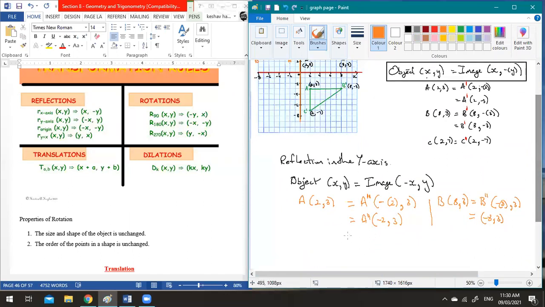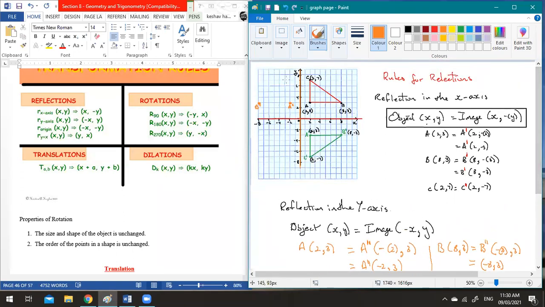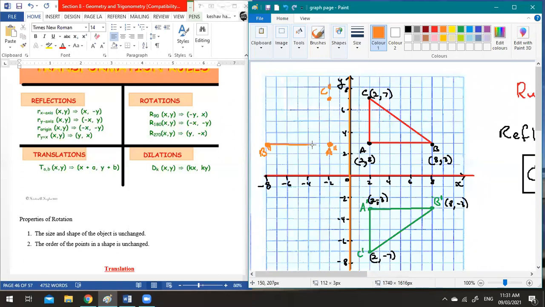And for C now, C was 2 and 7. So the image under the rule, we put a negative sign in front of the 2 and keep the 7. So the C double prime will be -2 and 7. So we come in here on the graph, -2 on the x and 7 on the y. So that's up here. So this is the image there. And let me zoom in a little bit for you all to see the triangle. Right? So reflected in the y-axis.